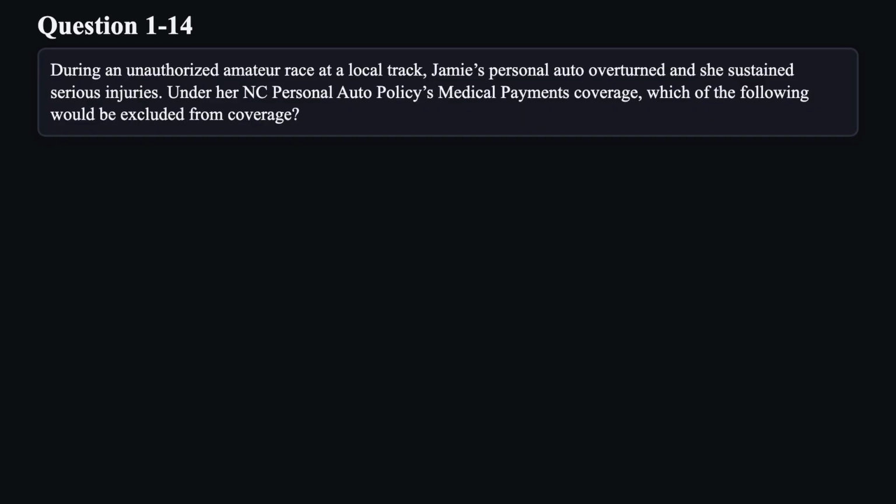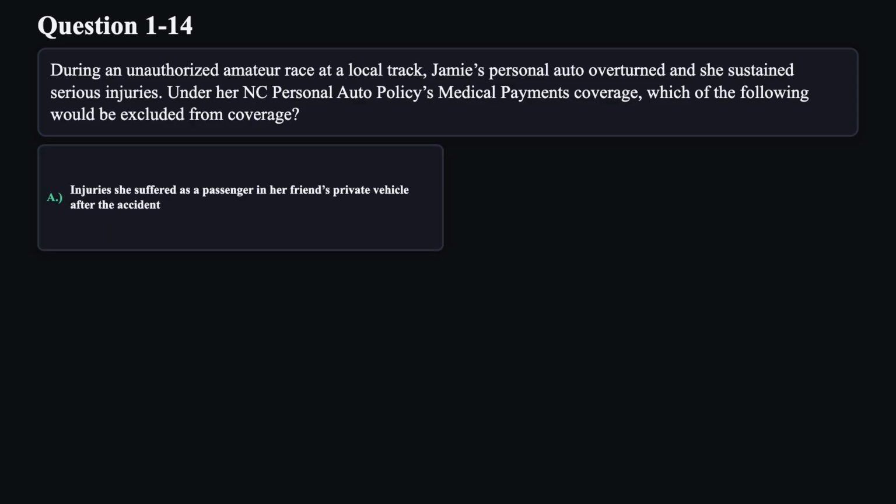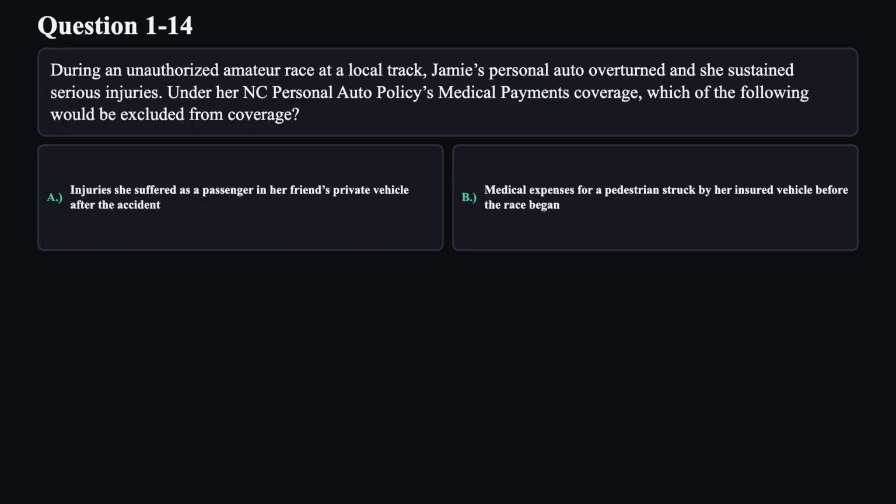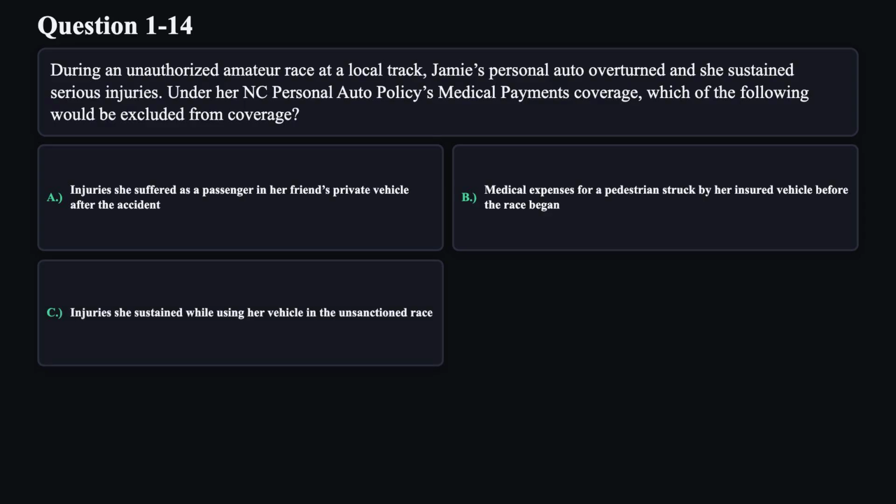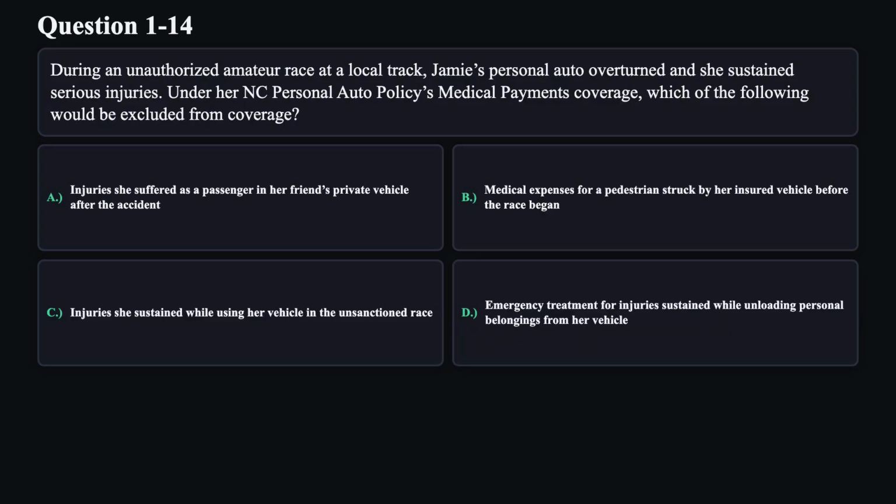Question 14. During an unauthorized amateur race at a local track, Jamie's personal auto overturned and she sustained serious injuries. Under her NC personal auto policy's medical payments coverage, which of the following would be excluded from coverage? A. Injuries she suffered as a passenger in her friend's private vehicle after the accident. B. Medical expenses for a pedestrian struck by her insured vehicle before the race began. C. Injuries she sustained while using her vehicle in the unsanctioned race. D. Emergency treatment for injuries sustained while unloading personal belongings from her vehicle.